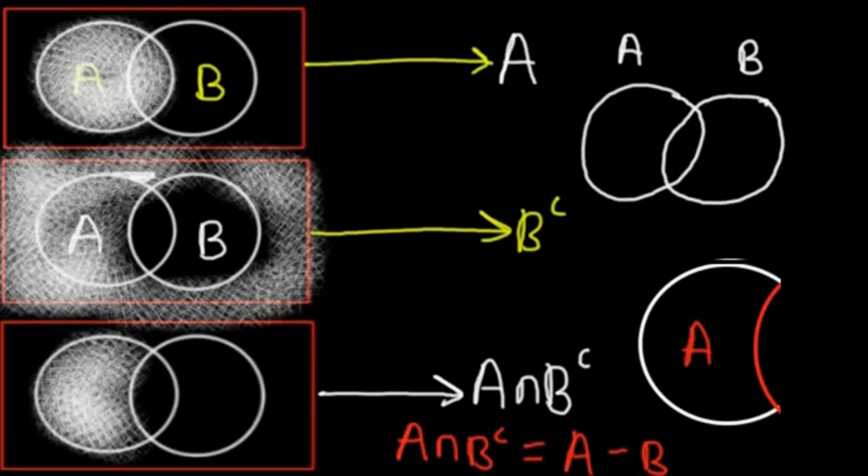I want you to use the techniques I just used to show the second property, which says A prime intersection B is equal to B minus A. You should use that as an exercise.